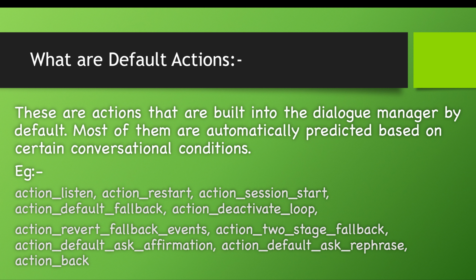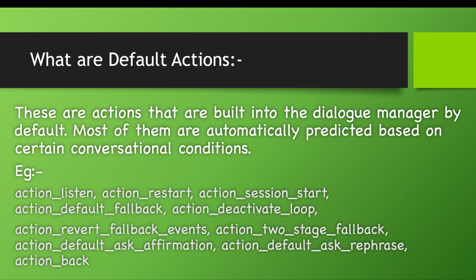It asks the user to confirm the intent of their message. This action can be customized to be more personalized to your specific use case. Then we come to action default ask rephrase. This action is used by the action two-stage fallback loop if the user denies the intent action default ask affirmation displays. It asks the user to rephrase their message.